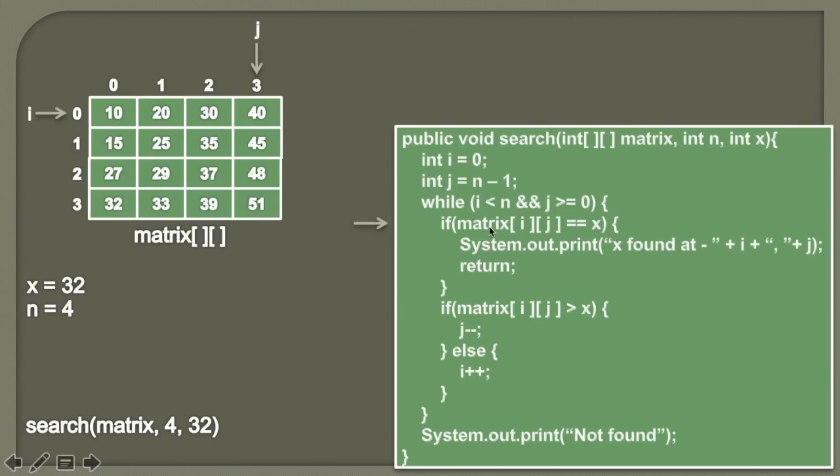Here we have provided an if block, and inside this if block we are checking whether the value at matrix i comma j is equal to x or not. So the value at i comma j, which is nothing but 40, we are checking whether it's equal to 32 or not. So the condition in the if block comes out to be false. And then we are again providing an if block, and we are simply checking whether the value at i comma j is greater than x or not. So here you can see 40 is greater than 32. Therefore the condition in the if block comes out to be true.